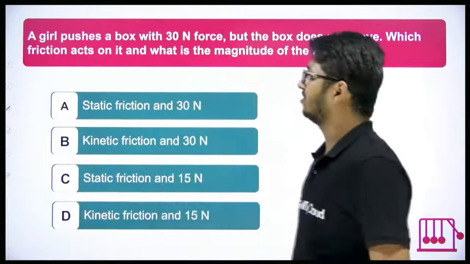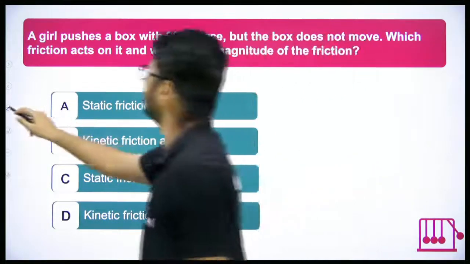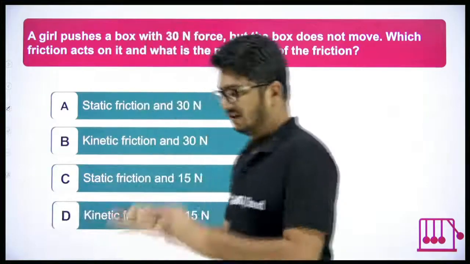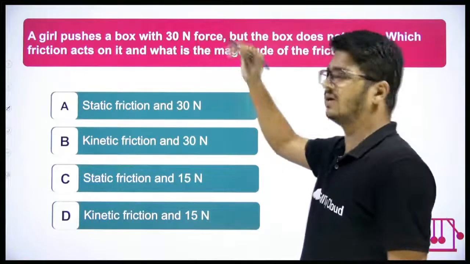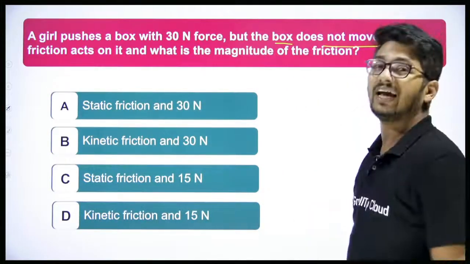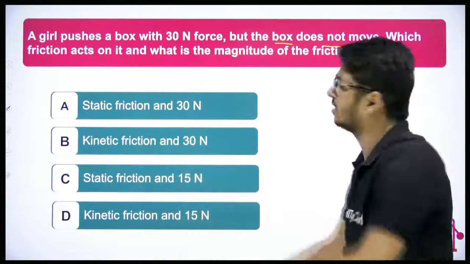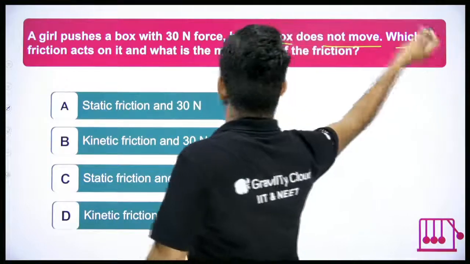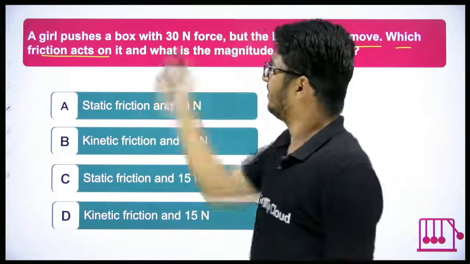This is again an interesting question. A girl pushes a box with 30 Newton force. So start imagining there is a box and a girl is pushing it with what force? 30 Newton force. But the box does not move. So it's a heavy box. So the girl is pushing it but the box is not moving. Which friction acts on it?